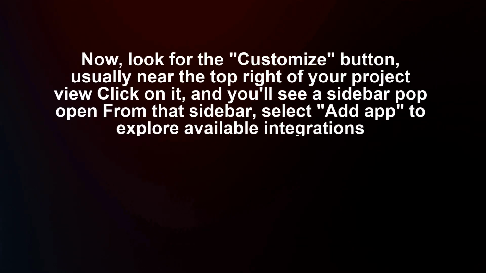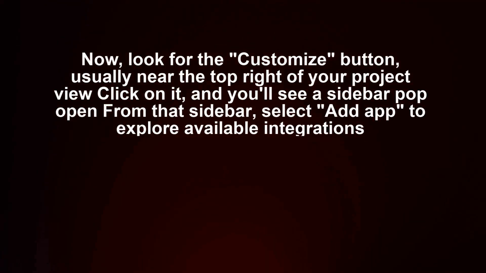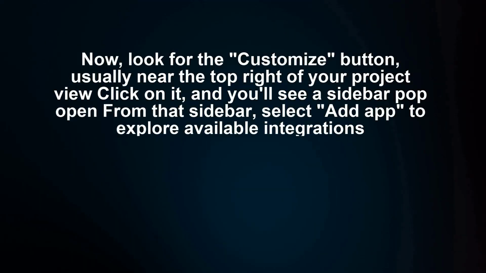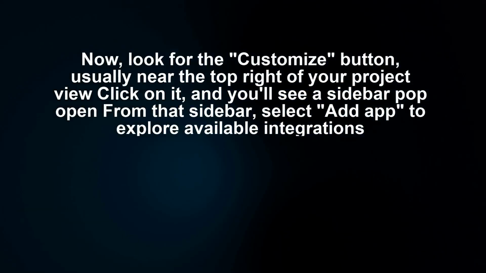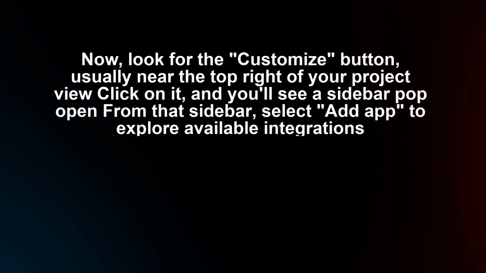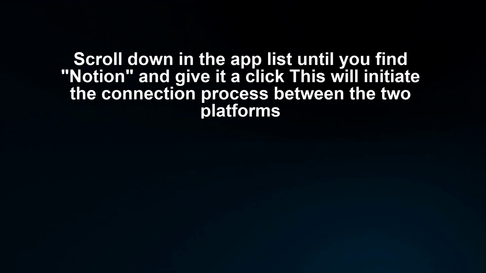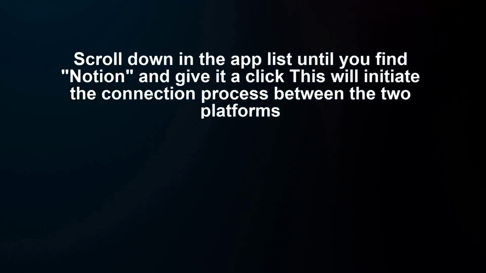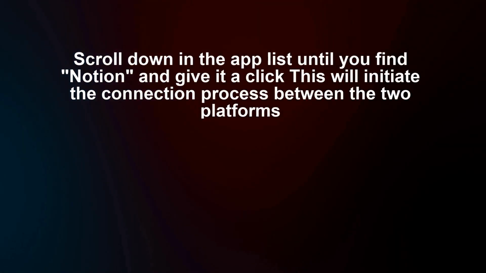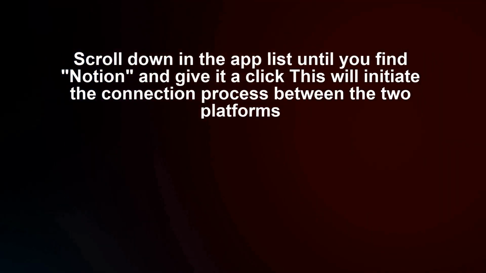Now, look for the Customize button, usually near the top right of your project view. Click on it, and you'll see a sidebar pop open. From that sidebar, select that app to explore available integrations. Scroll down in the app list until you find Notion and give it a click. This will initiate the connection process between the two platforms.